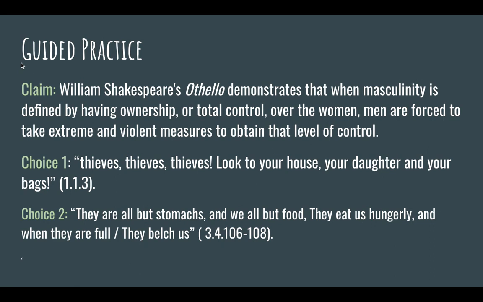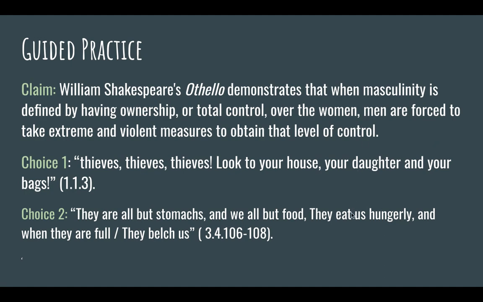So let's do a little practice quickly together before you go off and look for evidence. This is just like an example claim. It may or may not be true. It's definitely arguable. But the point of this practice example is for us to think about which piece of evidence is best to support this claim. William Shakespeare's Othello demonstrates that when masculinity is defined by having ownership or total control over women, men are forced to take extreme and violent measures to obtain that level of control.